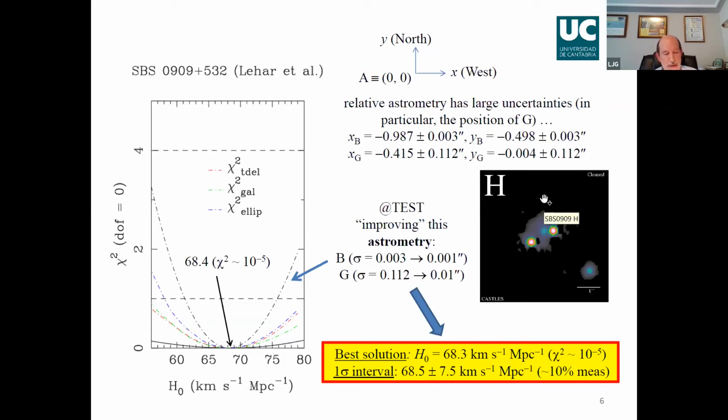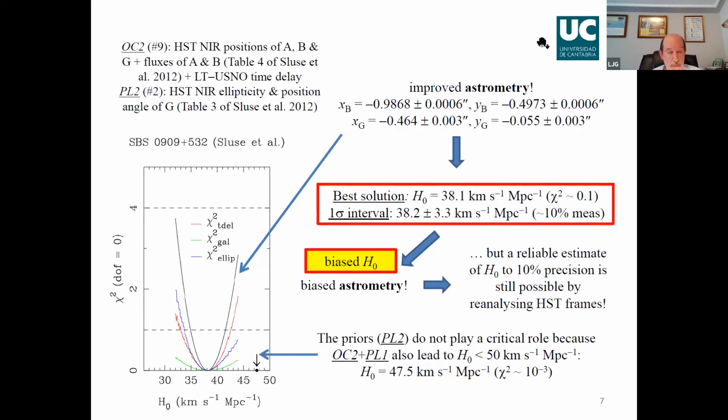Therefore, our analysis of the HST frames of Q0909 might produce a better astrometry for the system, and this provides a measure of the Hubble constant to 10% precision. And this is a promising task that we and other astronomers are exploring. For example, the Cosmograil collaboration and collaborators have reanalyzed the HST frames, obtaining an apparently improved astrometry and even details on the structure of the main lensing galaxy.